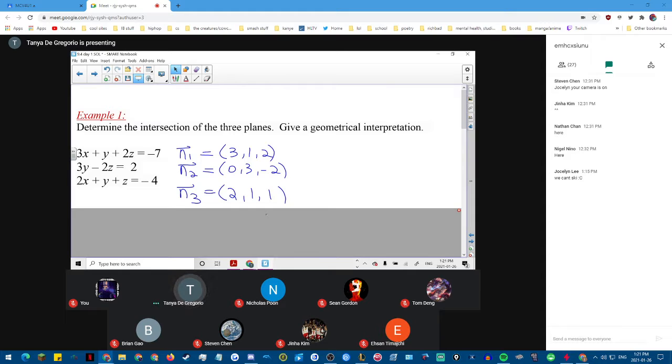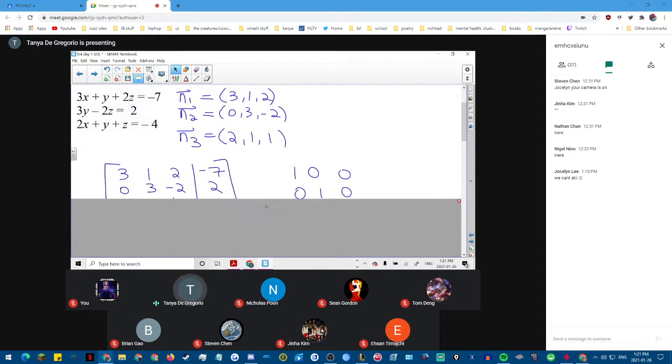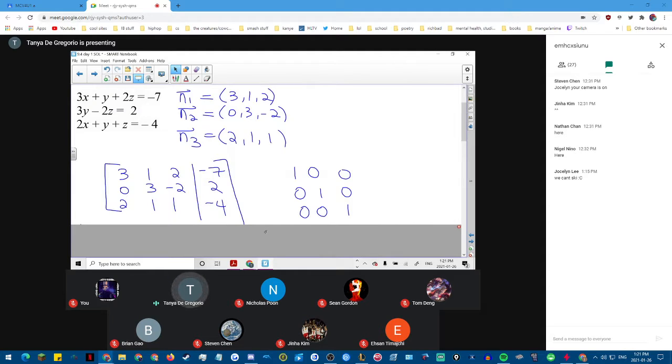Are they parallel? Are any of these planes parallel? No. No. Okay, so now we know we have three distinct planes. So we have to put them into an elementary row, into the matrix, and start using our solving techniques to reduce it, okay? So here I have 3, 1, 2, -7, 0, 3, -2, 2, 2, 1, 1, -4.